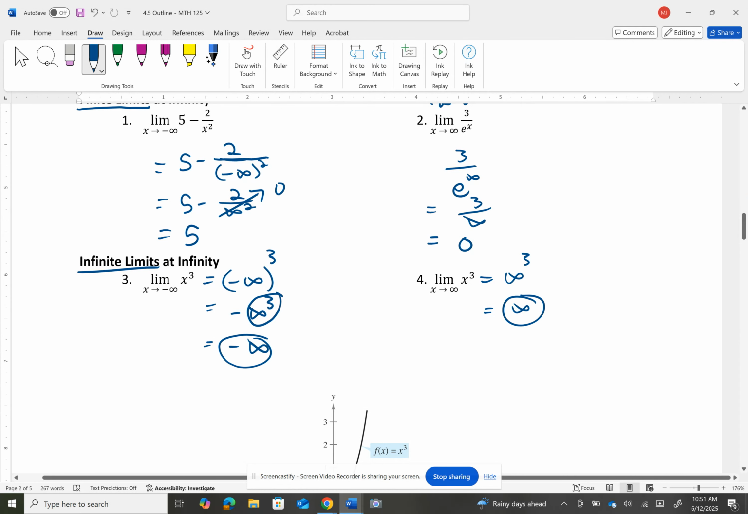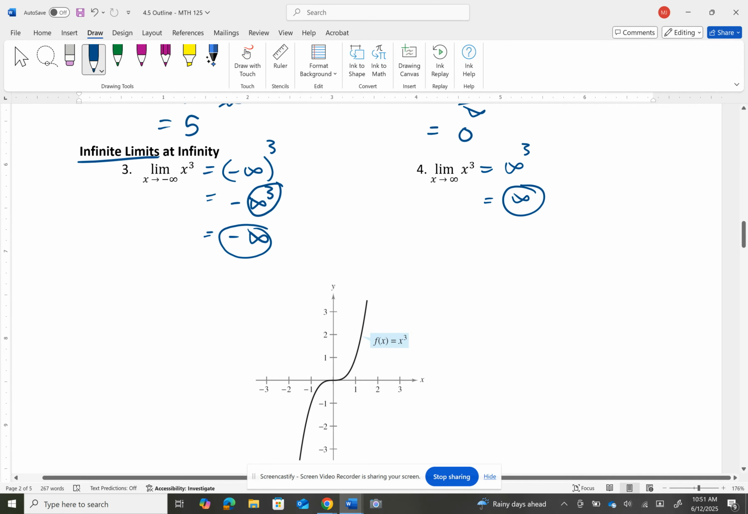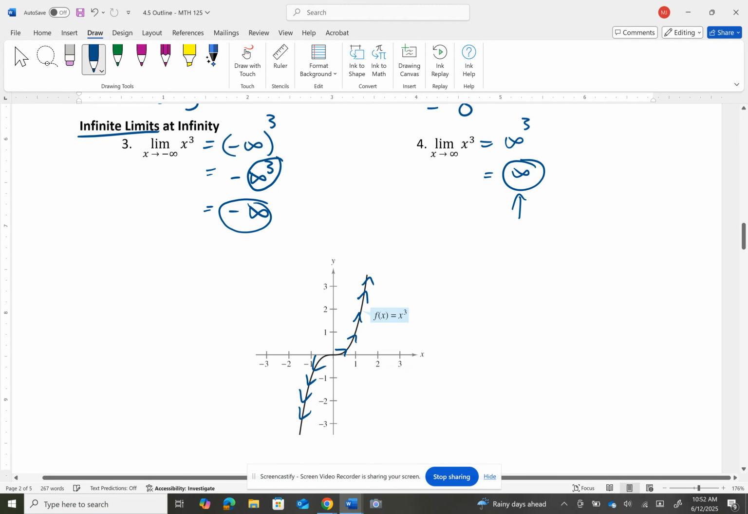And the graph shows us why that happens, because here's the graph of y equals x to the 3rd. So as you let your x go towards positive infinity, you can see how the value of the function is getting bigger and bigger and bigger. So that's why that's the answer. And then as x goes towards negative infinity, you can see how the value of the function is getting bigger in magnitude, but in the negative direction.